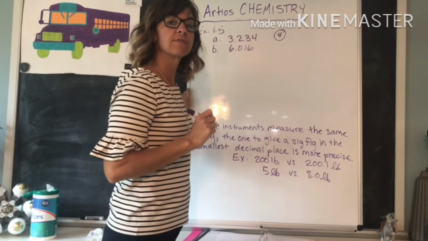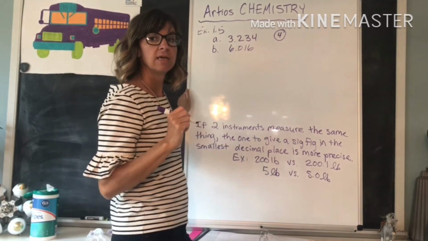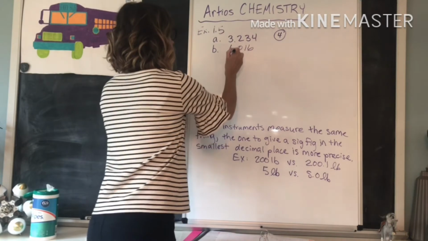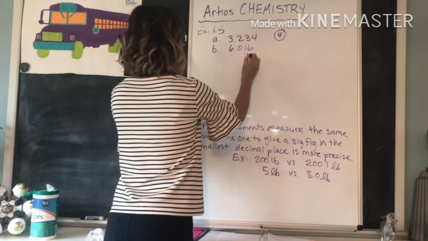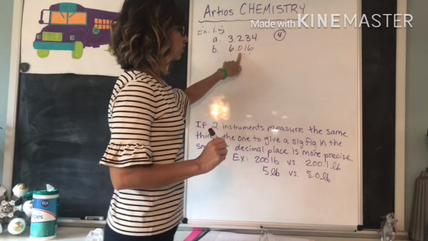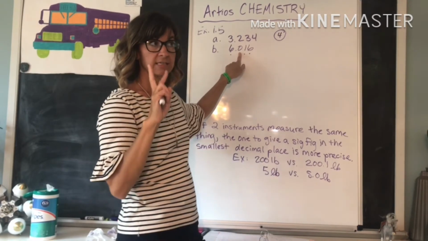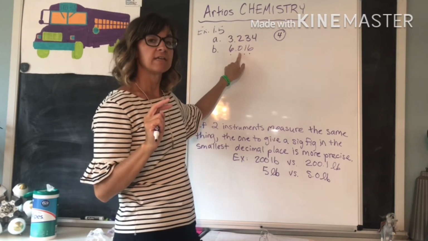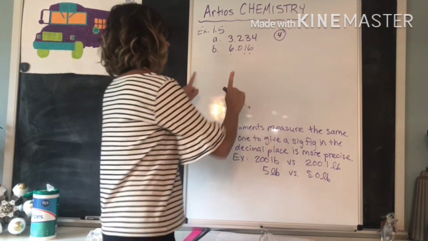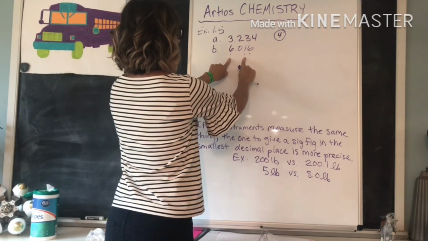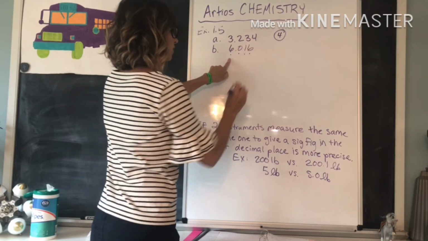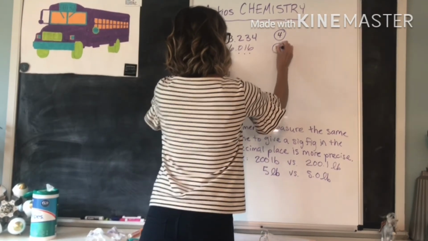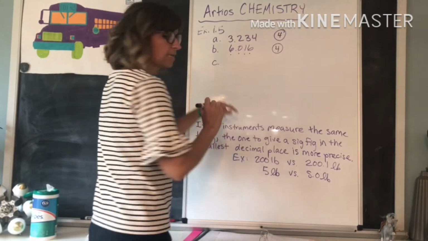Okay, let's count up the significant figures. First, let's start with the digits that are not zero. This one, this one, this one. What about this 0 right here? Well, based on the second rule, a digit is a significant figure if it is a 0 in between two significant figures, which means that one is significant also. So this is 4.